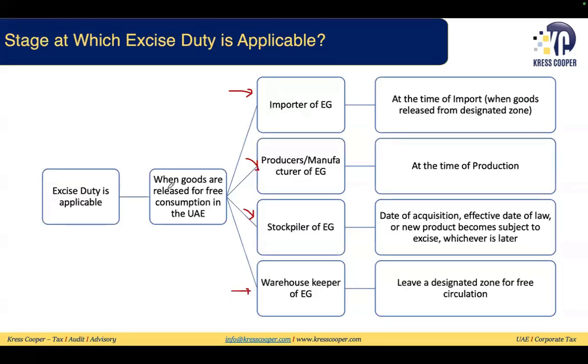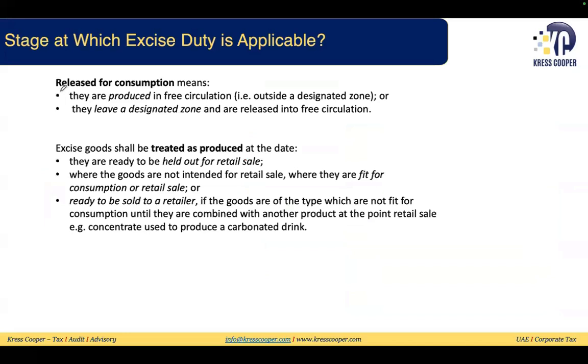Now, what is release for consumption? According to the wording of the law, excise duty is applicable when the goods are released for free consumption in the UAE. What is release for free consumption? It has been given in the guide. Goods will be considered released for free consumption when they are produced in free circulation. Whenever the goods are produced outside the designated zone, it will be considered a release for free circulation, free consumption. Or they leave a designated zone and are released into free circulation. Whenever any of these conditions is fulfilled, we will say the goods have been released for consumption.